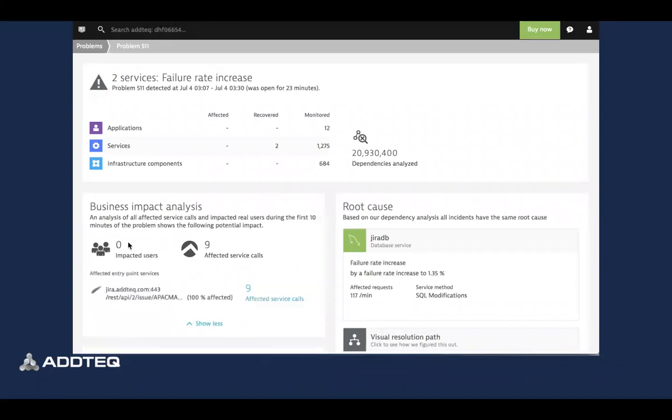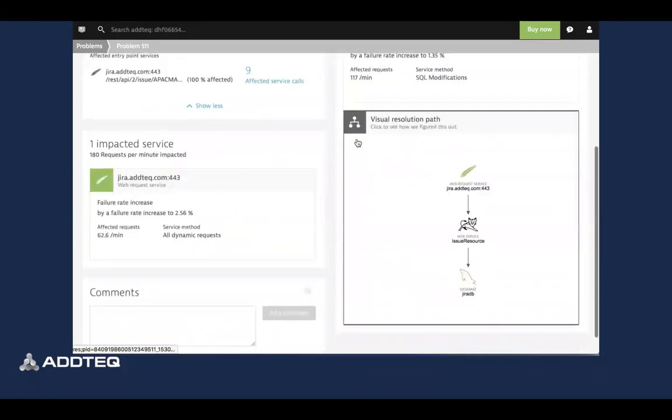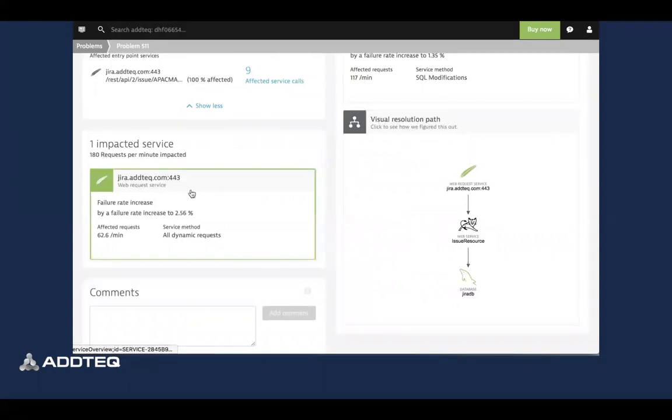So we can do a business impact analysis in terms of looking at the transactions that were affected. So it shows us that 9 service calls were affected during the problem. And the really interesting part is automatic root cause detection. That's the AI in play, which is telling us that the root cause detected was due to a database issue. And we'll drill down into that.